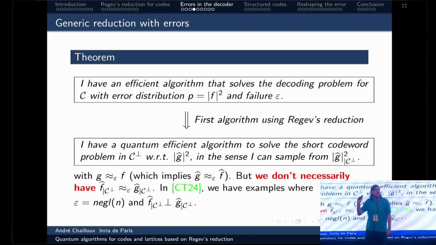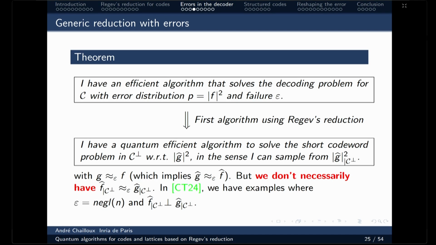The catch is that at the end, we don't have something which depends on f hat or g hat. We have something that depends on f hat or g hat restricted to the dual code. And here, you can have two functions which are very close, which are equal almost everywhere, but which are very different on the dual code, right? And so that can happen.